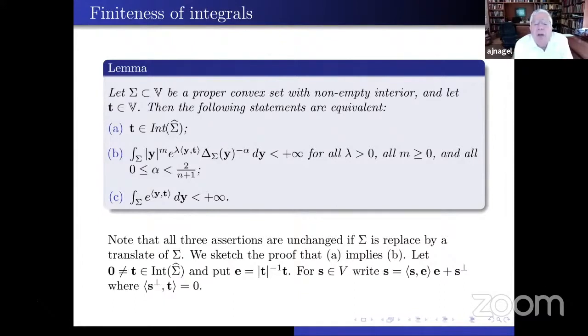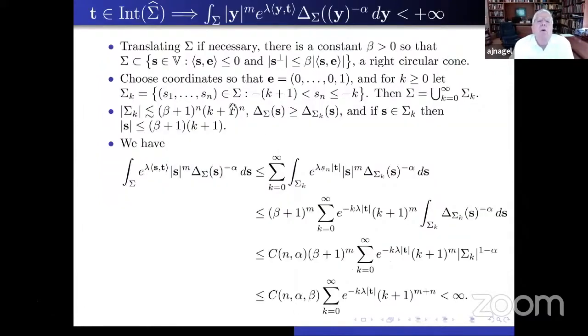I would like to very briefly sketch the proof, not of everything, but at least that if t is in the interior, then we have the finiteness of this integral. So why is that the case? I'm trying to prove that if t is in the interior, then this integral is finite. And the idea is as follows. All of these conditions are invariant under translation of sigma. And so if we translate sigma, we can always arrange so that sigma is contained in some proper right circular cone, which I've written this way.